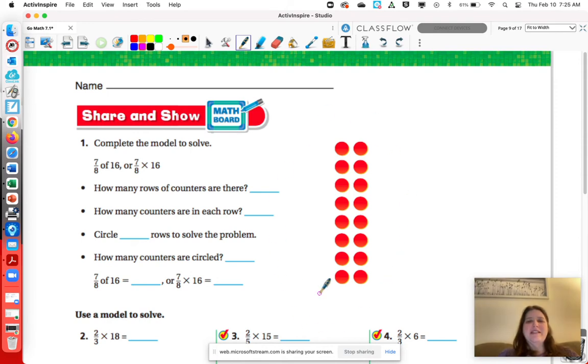So they gave us these there, so we can use them. So complete the model to solve 7/8 of 16, or 7/8 times 16. So how many rows of counters are there? There's 2 rows. And how many rows are in each counter? 1, 2, 3, 4, 5, 6, 7, 8 rows. And we're going to circle, let's switch those around, my fault. There are 8 rows, and there are 2 counters in each row. And we're going to circle 7 of those.